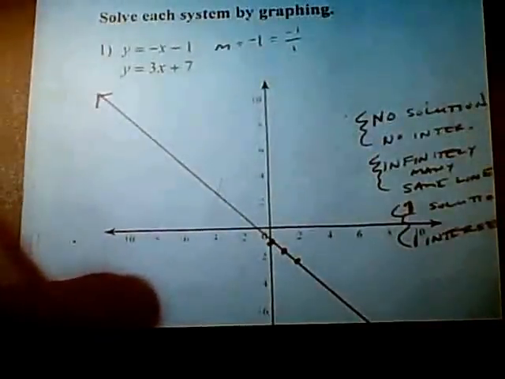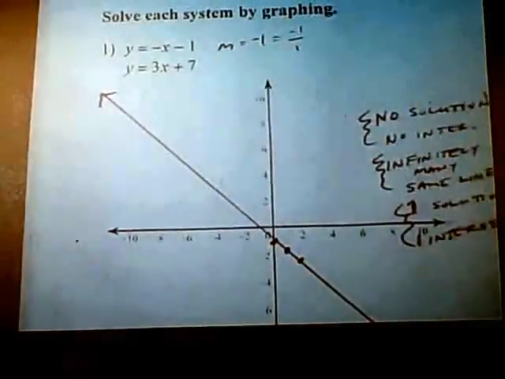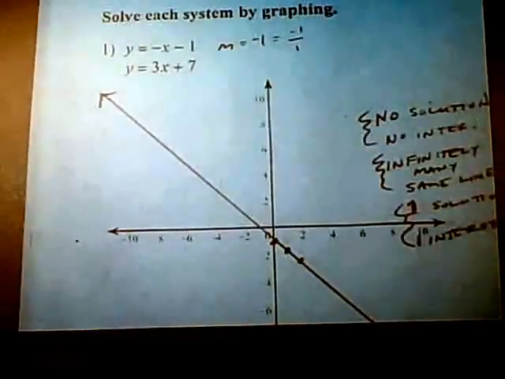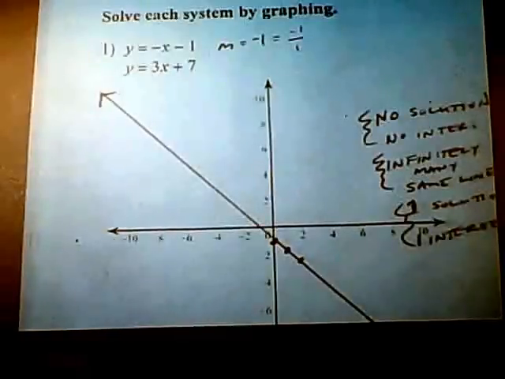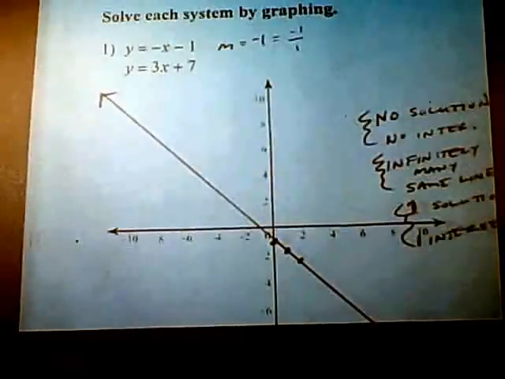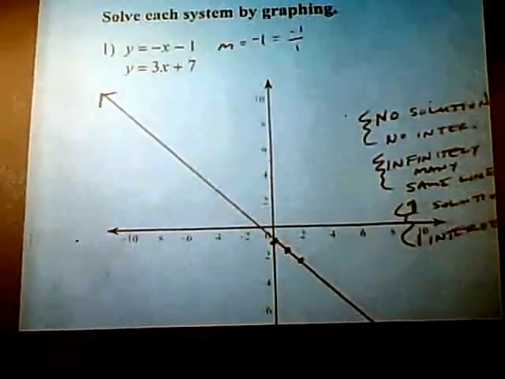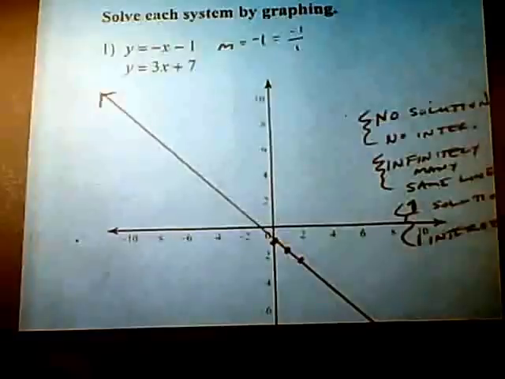One of the things that's going to be extremely important when you solve systems of equations using graphing is to make sure that you draw straight lines. You've got to make sure that you draw straight lines. If you don't draw straight lines, it's possible that you could end up with the wrong solution.